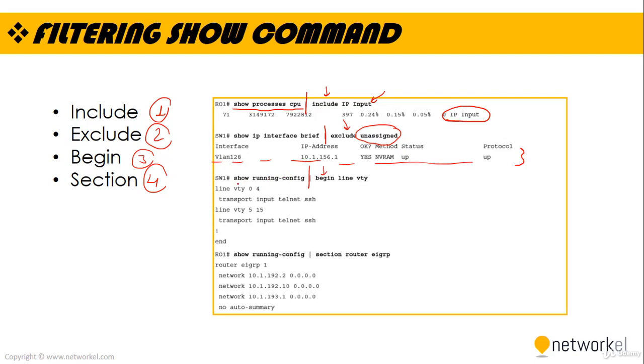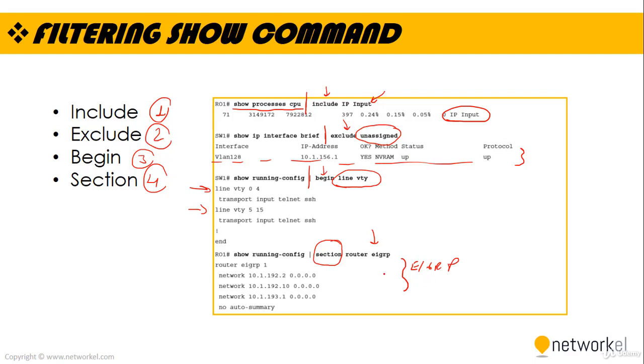In here we are seeing the lines beginning with the line VTY, as you can see, line VTY 0 4 and 5 15. And lastly, to filter the output of a show command to match a given expression as well as any lines associated with that expression, we can use the show command and this section in here. For example, show run pipe section router EIGRP shows us the specific EIGRP configurations made on our router.